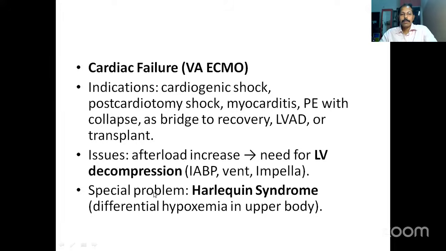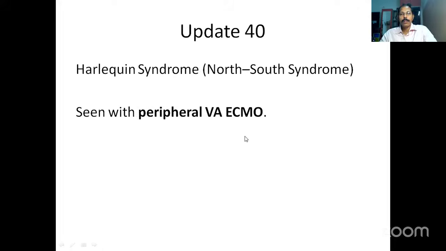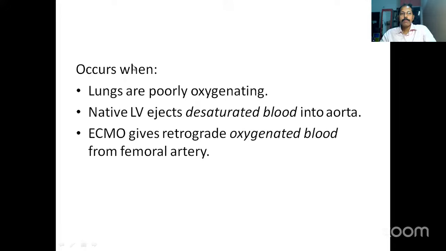And again, this book has given a special entity which has been given in our standard book and has been given in your new Sabiston. This is called Harlequin syndrome. So what is Harlequin syndrome? There is a differential hypoxemia in upper body. And this next update being the Harlequin syndrome. It is also called North-South syndrome. It is again MCQ point of view, it is seen in peripheral VA ECMO. So it occurs when lungs are not oxygenating well, and the native left ventricle ejects deoxygenated blood into the aorta.